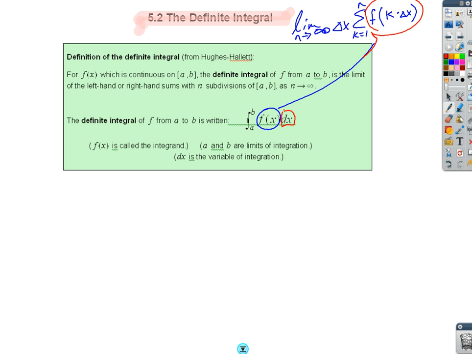As far as the actual names, f of x is going to be called the integrand. A and b are my limits of integration. You will always hear me call them that. And dx is the variable of integration. That means that I am going to take the integral of that function with respect to x. Okay, so let's keep on going.